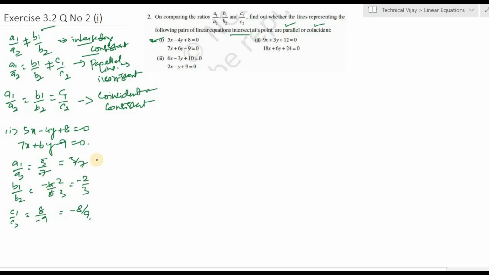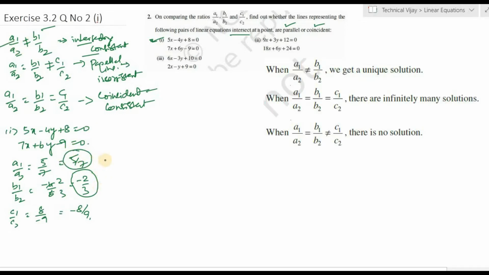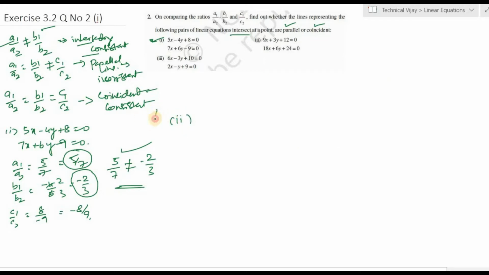So here, a1 by a2 is not equal to b1 by b2. You see the condition, this is the first condition. a1 by a2, that is 5 by 7, is not equal to minus 2 by 3. So this condition is satisfied, which means these lines are intersecting at one point and they have got a unique solution, and they are also called consistent. In this way we can find out. Now we will go for the second portion. This is the first portion.